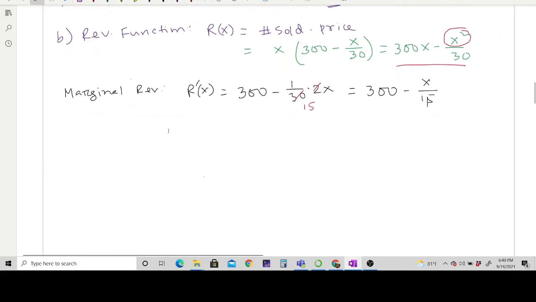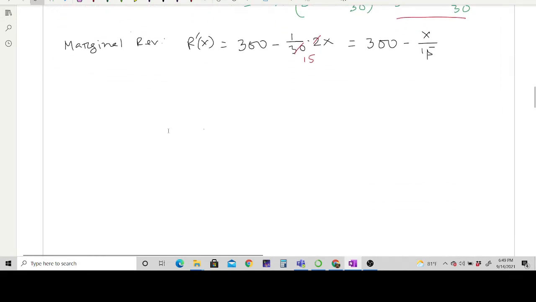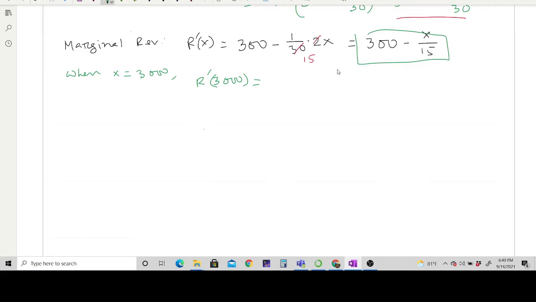Now let's evaluate this marginal revenue at x equals 3000 and x equals 6000. When x equals 3000, the marginal revenue R prime of 3000 equals, you simply plug x equals 3000 into this equation. So this equals 300 minus 3000 divided by 15. If we simplify this, 3000 divided by 15 is 200, so it's 300 minus 200, which is 100. So marginal revenue at x equals 3000 is 100.